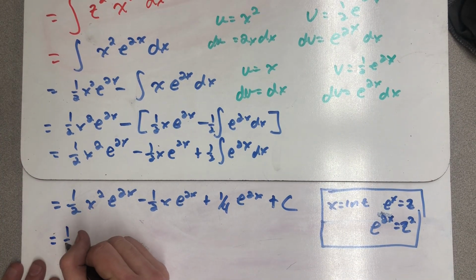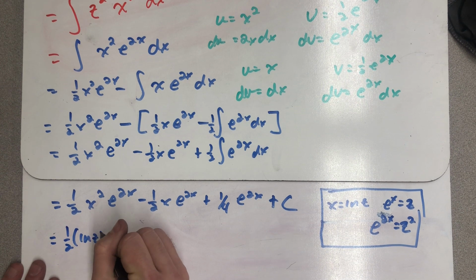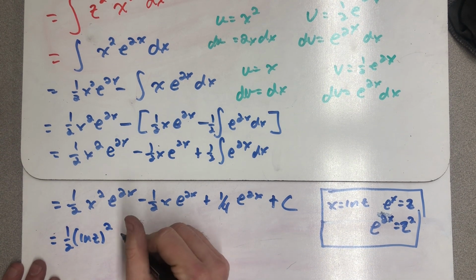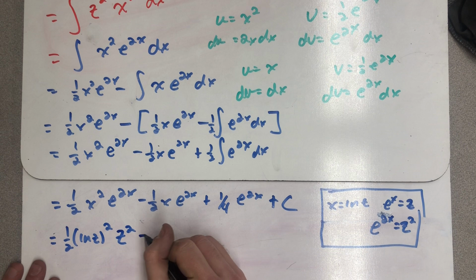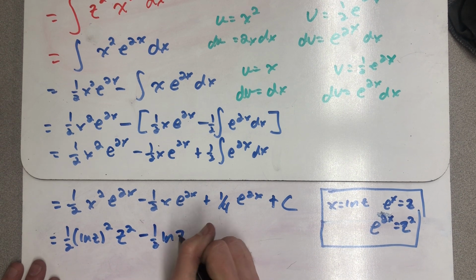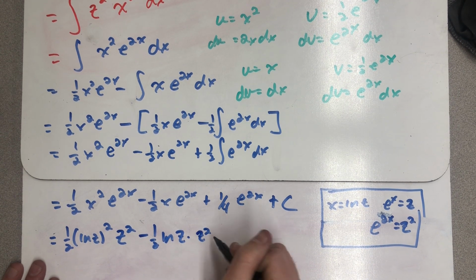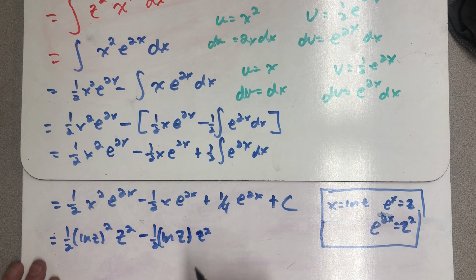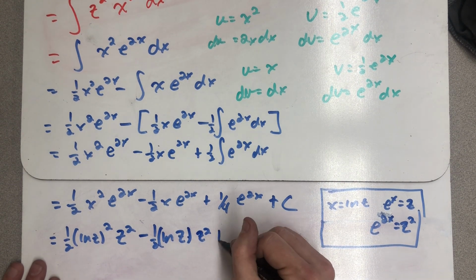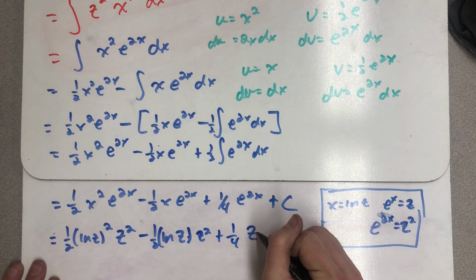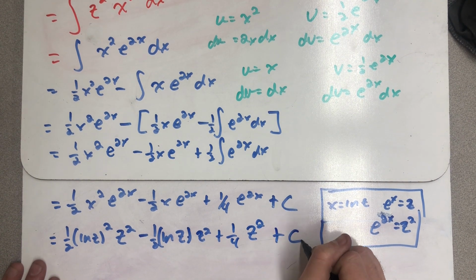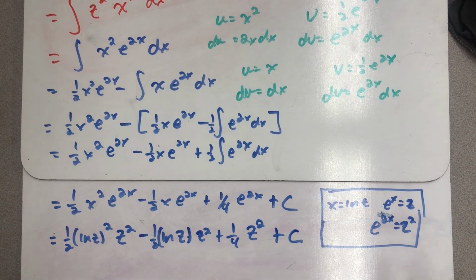So let's see, I have 1/2 the natural log of z squared, e to the 2x, that's times z squared, minus 1/2 the natural log of z times z squared. I'll put that in parentheses so we make sure that z squared's on the outside, plus 1/4 z squared plus c. And now we're really all the way to the end and found our antiderivative.